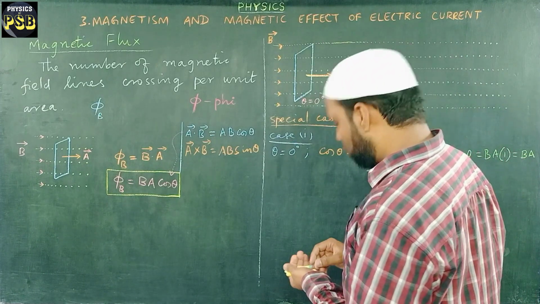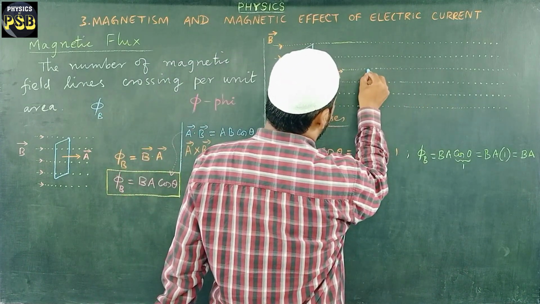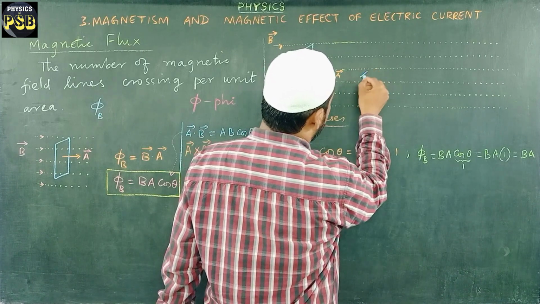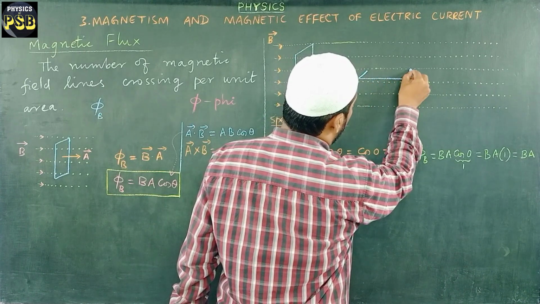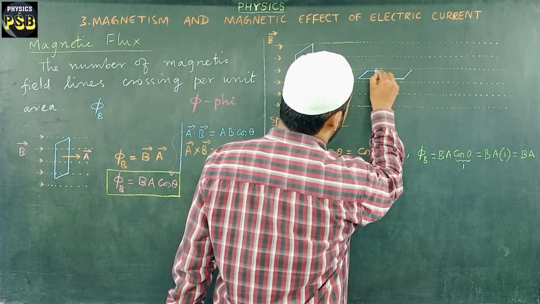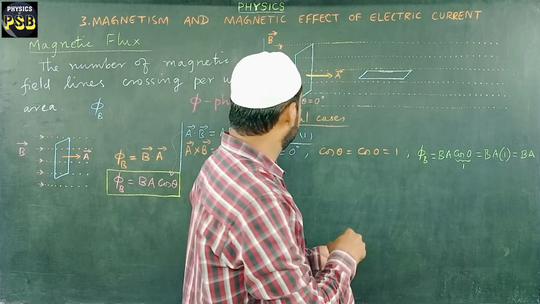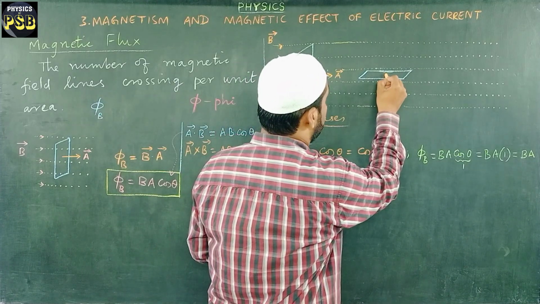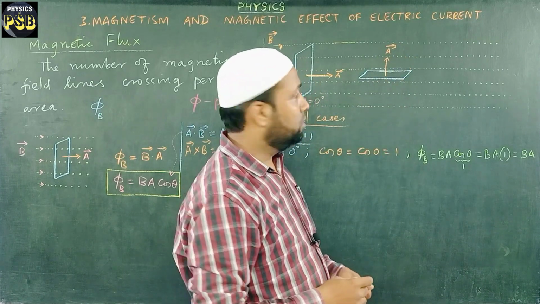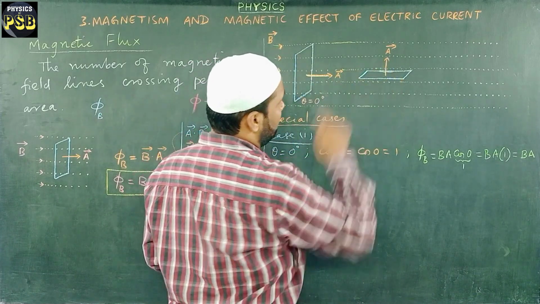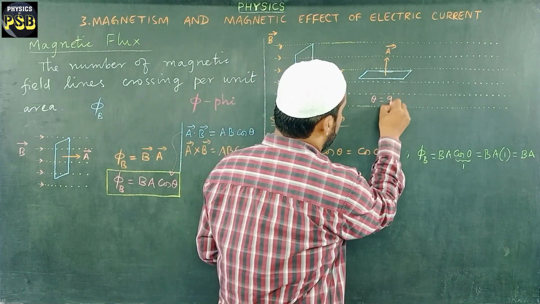Now, in another case, I take the magnetic field, and the surface is placed parallel to the magnetic field. Let's see. Now, this line normal represents the area vector. Now, the angle between magnetic field and the area vector is 90 degrees here. In this case, it is 90 degrees.